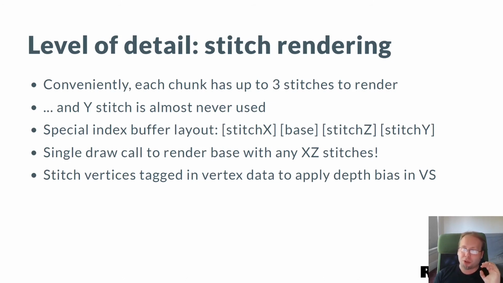And if you order your index buffers for the stitch geometry and the base geometry in one consecutive index range, stitch X, base, and stitch Z, then if you only need X or Z or both or neither, it's still one single draw call to just adjust the index range. And so it's almost always still the case that we only need one draw call per chunk. We only need 2 if for some reason we need to draw the Y stitch.